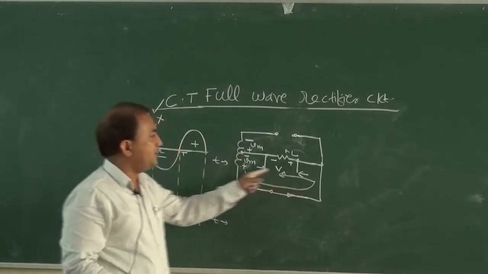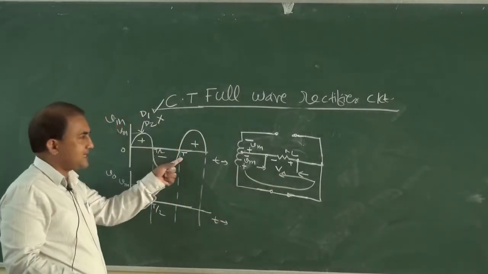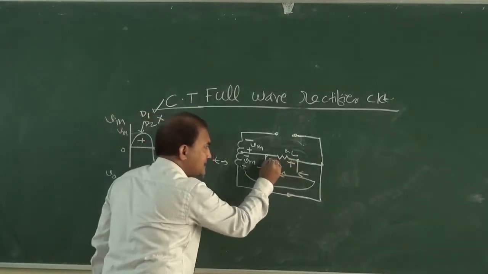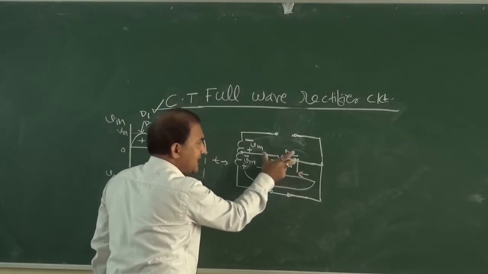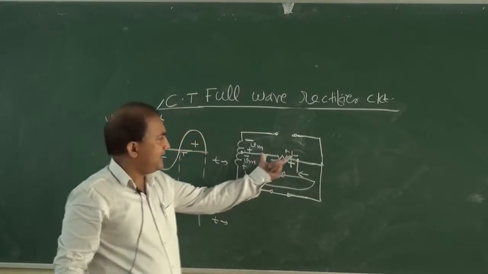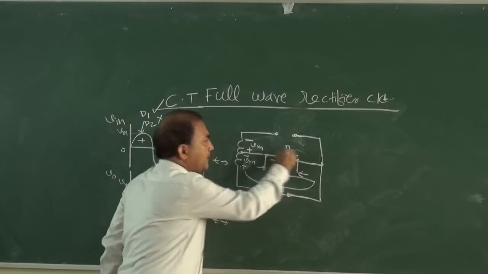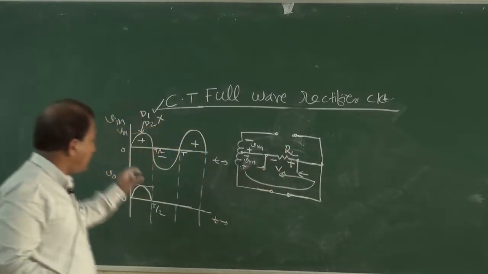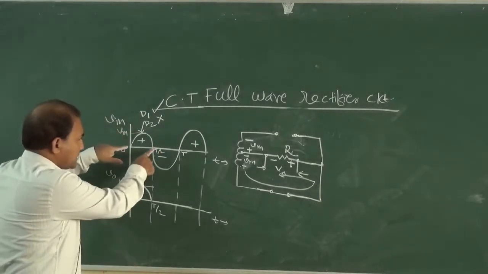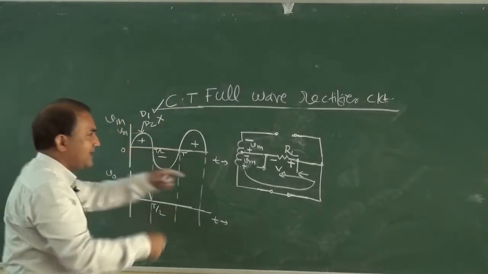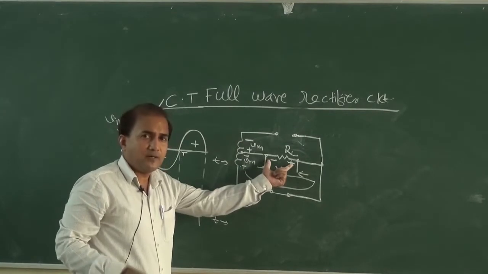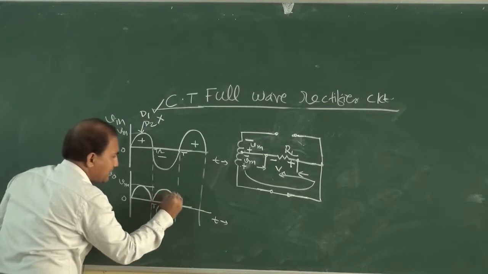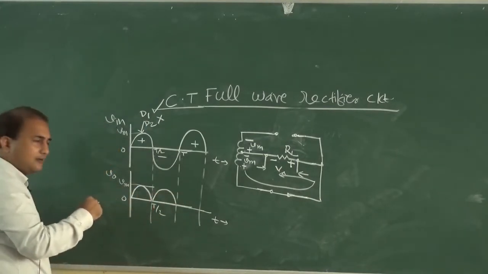This is the direction of the current flow during the negative half cycle. Then we are seeing that this is the same polarity output voltage we can take across RL. So the polarity is not changing for the positive half cycle, and for the negative half cycle the polarity of the output voltage is not changing. So it will be like the previous one.